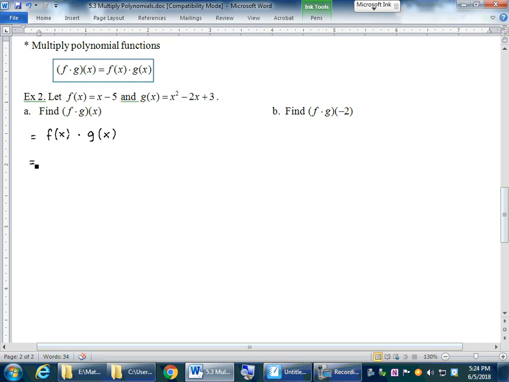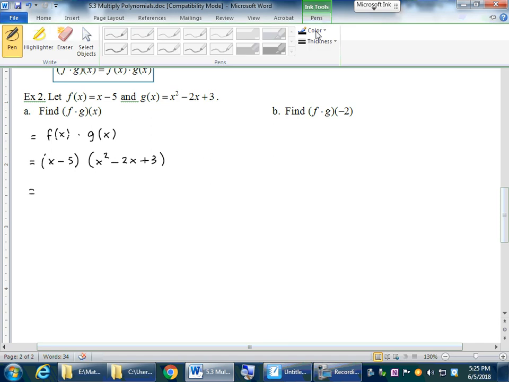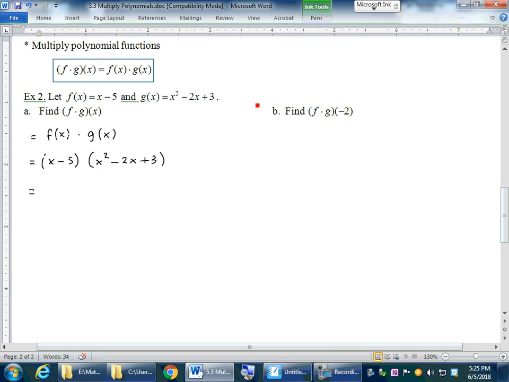Substituting back with the formula, my f function is x minus 5 and my g function is x squared minus 2x plus 3. So what we need to do is the distributive property right here, a binomial times a trinomial. So x is going to distribute into all three terms, which will become x to the third minus 2x squared plus 3x.